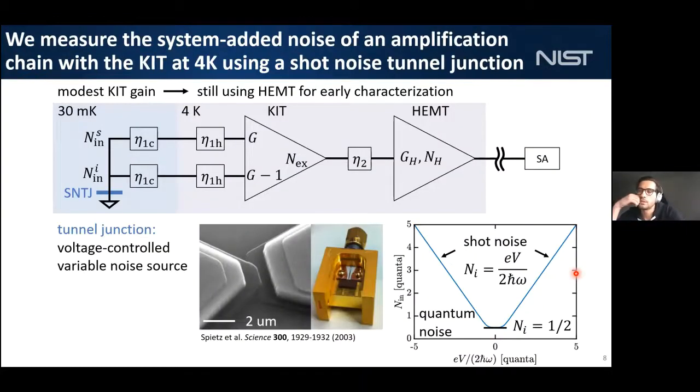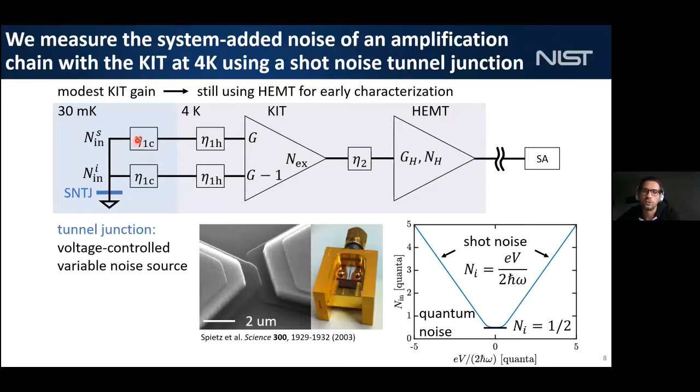So okay, we put this KIT at 4 Kelvin, and we measured the noise of an amplification chain that looks like this, with a shot noise tunnel junction. And so this junction, I'm showing you a picture of this junction here. And it's basically a device that when DC biased is going to generate a shot noise whose value directly depends on the voltage bias across this junction. So that's what I'm showing on this graph here, where you have on the x-axis the voltage bias expressed in units of photons, and on the y-axis the noise in photons delivered to the chain.